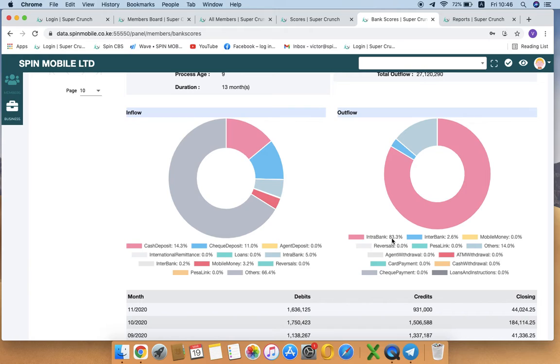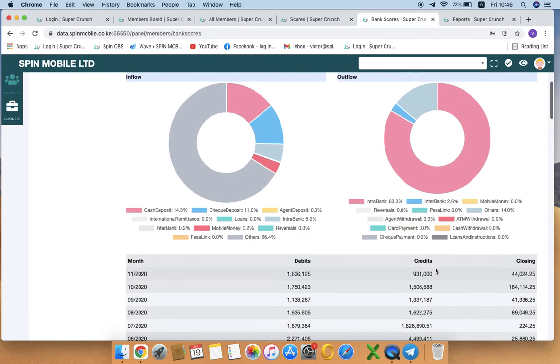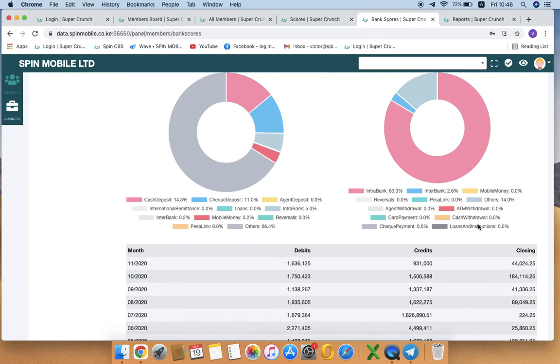Where does the money go to from the bank? How does it channel out the money? Is it to another account within the same bank, or to accounts within different banks? Is it mobile money, so you can push money from a bank account to the mobile wallet? Is it agent withdrawal? Is it a card payment?